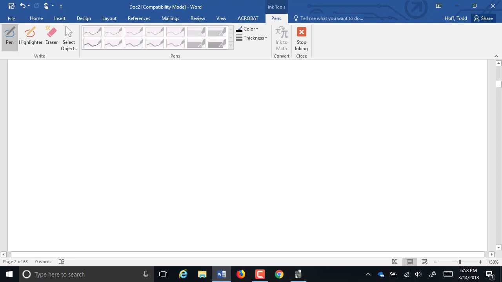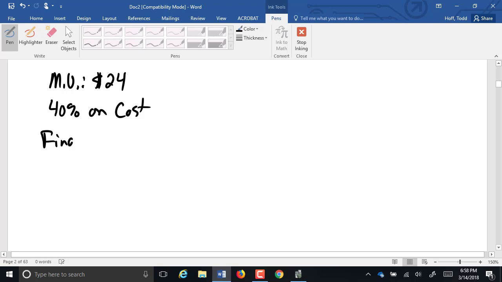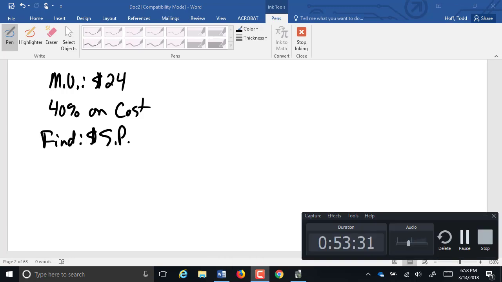So let's say we have a markup of $24. The 40% markup on cost. Find the dollar amount of the selling price.